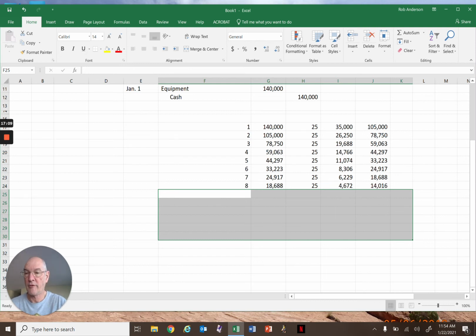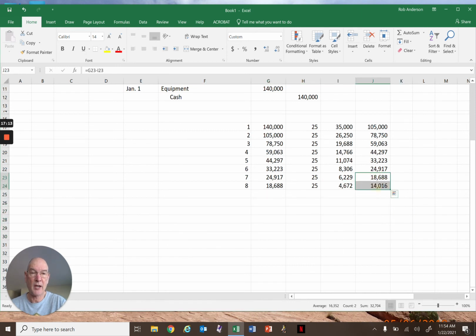Now here is where we have to consider the residual value. Your residual value was $20,000. That means the carrying amount of this equipment cannot go below $20,000. So you have to take this next one up, end of year 6, say, okay, 24,917 times 25% in year 7 is 6,229. That's under 20. So that's not going to work.